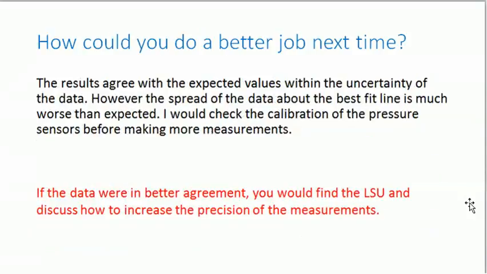So finally, what would you do next? The results agree with the expected values within the uncertainty of the data. So that makes it seem like the equation is working well. However, the spread of the data about the best fit line is much worse than expected. The thing I would do next is I check the calibration of the pressure sensors before making more measurements. That's the sort of thing we're looking for.